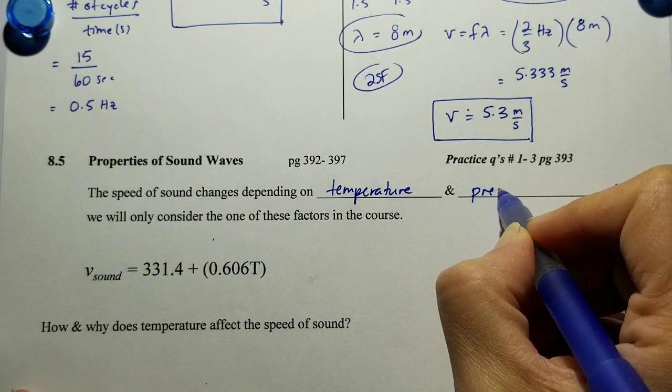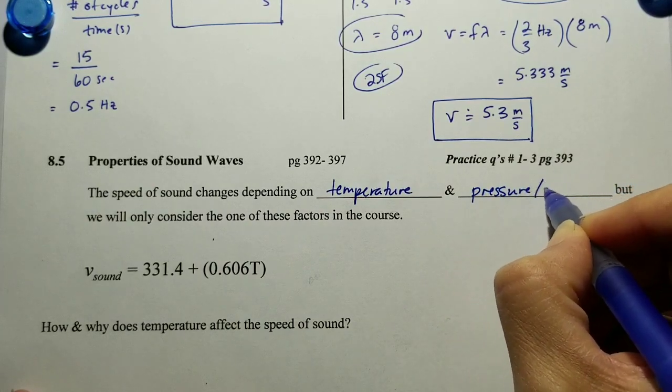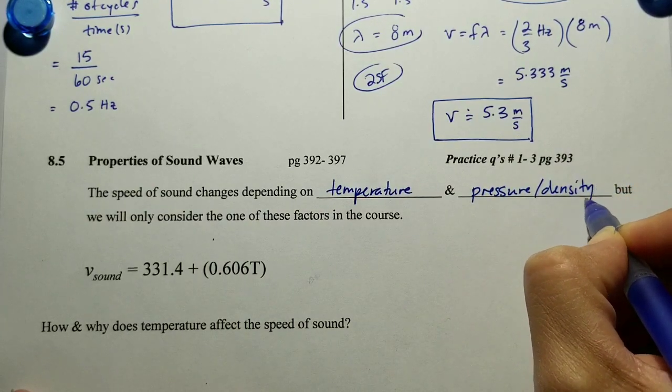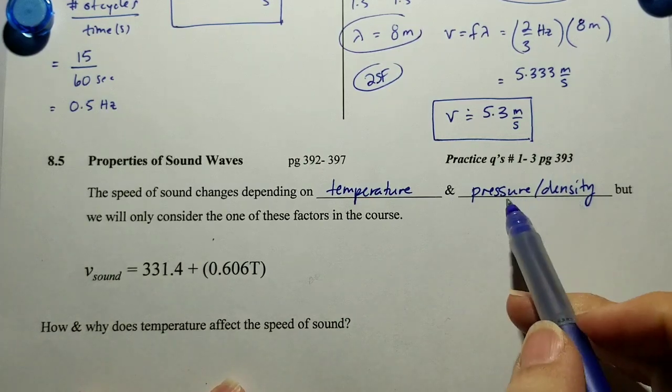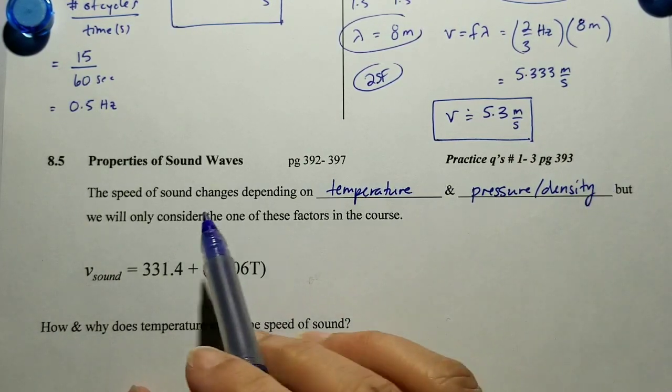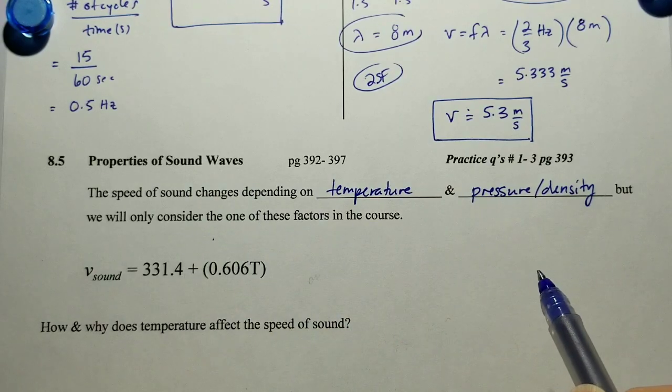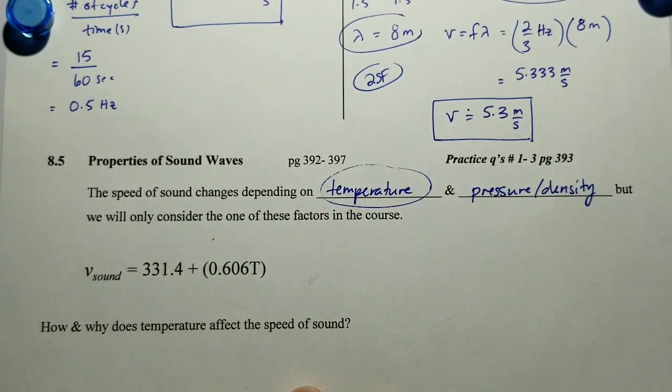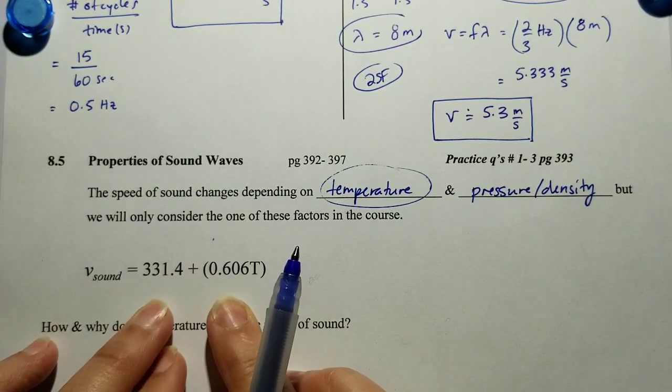And you could say pressure, but also density, because pressure and density go hand in hand. The pressure or density of air. But we only consider one of these factors in the course. We only consider a change in temperature, and we can see this by this equation right here.